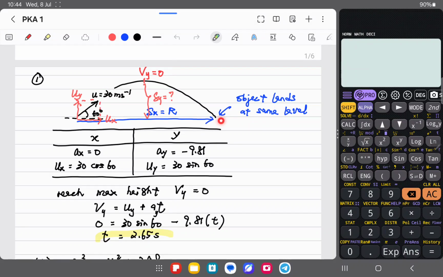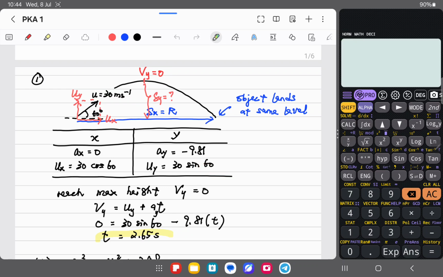In order to solve the questions, we need to break the motion into x motion and y motion, whereby the acceleration along the x-axis is equal to 0. The acceleration along the y-axis is negative 9.81 due to gravity. The initial velocity, 30 meters per second, can be broken into component x and component y. Ux will be 30 cos 60 and Uy will be 30 sin 60.